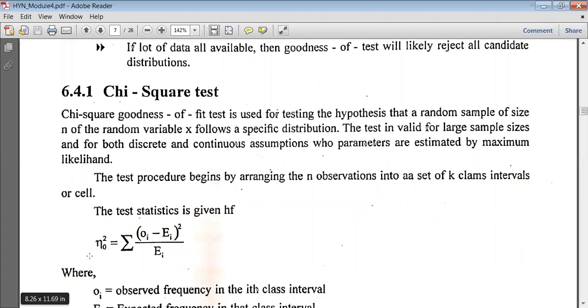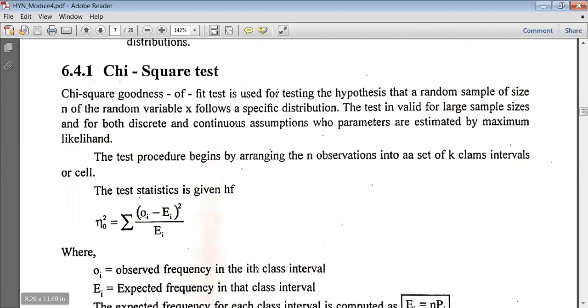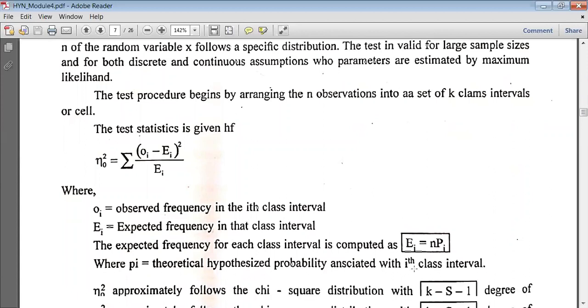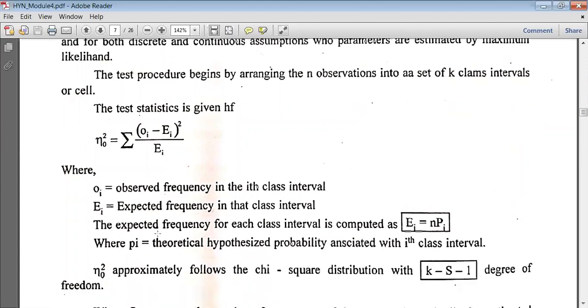The formula used here is chi naught square equal to the summation of (Oi minus Ei) the whole square divided by Ei, where Oi is the observed frequency in the ith class interval and Ei is the expected frequency in the ith class interval. In order to calculate the expected frequency, we use the formula Ei equal to n into pi, where pi is the probability associated with the ith class interval, right?